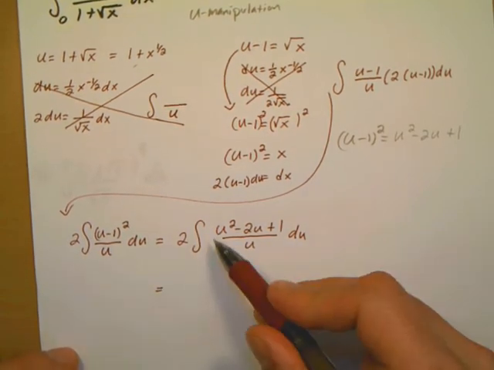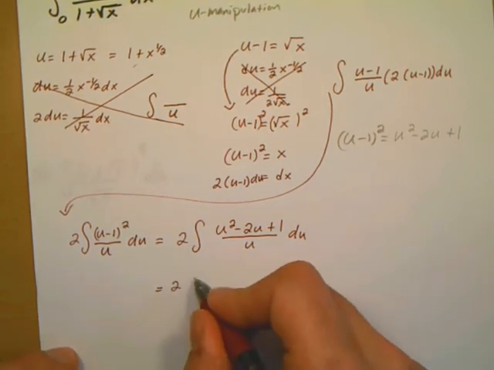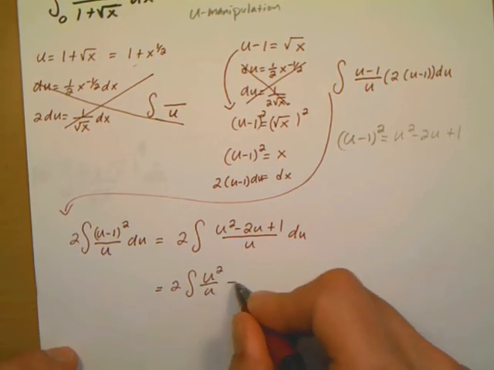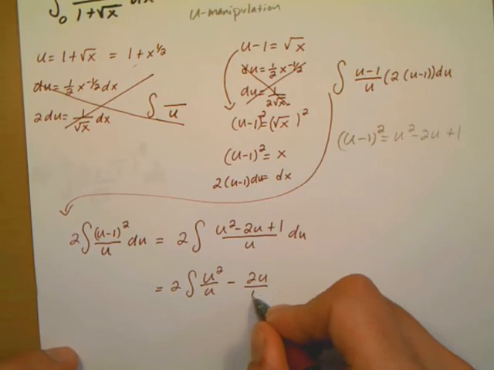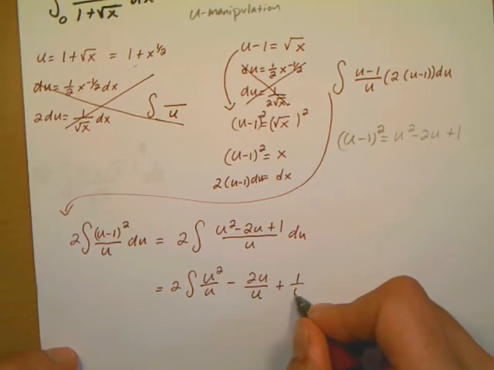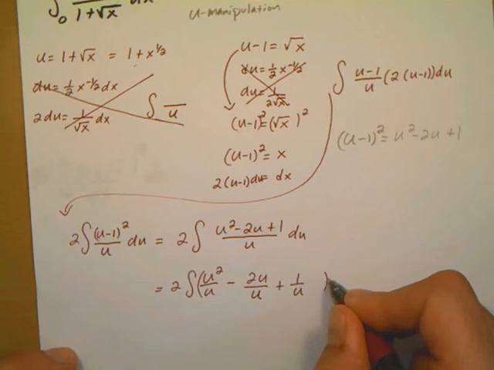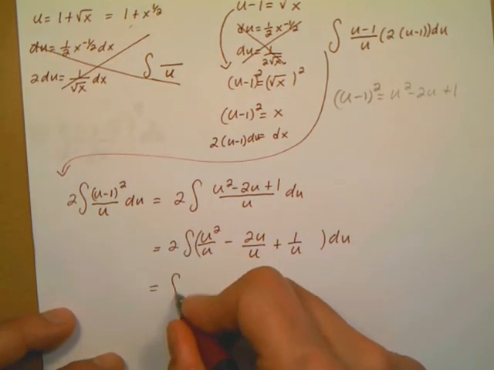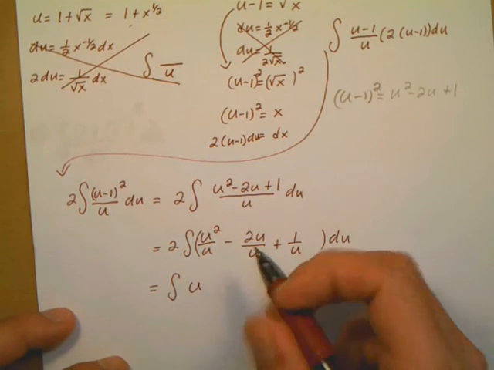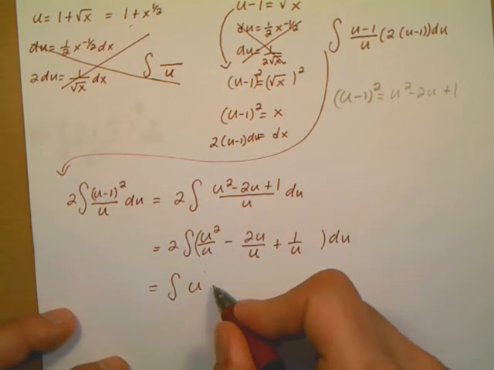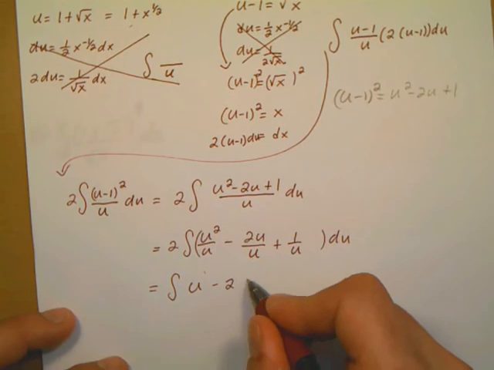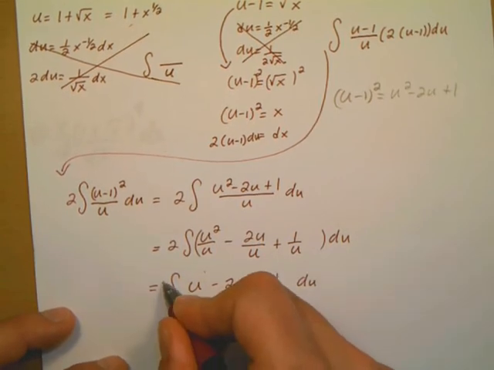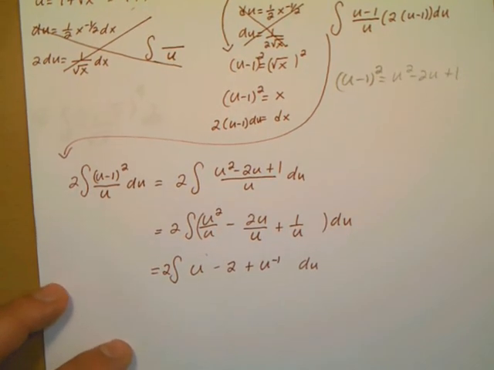And then you just go ahead and split this up term by term. So it's 2 times, this is u squared all over u, minus 2u over u, plus 1 over u, all du. And then simplifying this some more, this just reduces to u. This is minus 2, and this is, I'm going to write this as u to the negative 1 du. I'm still multiplying all that by 2.